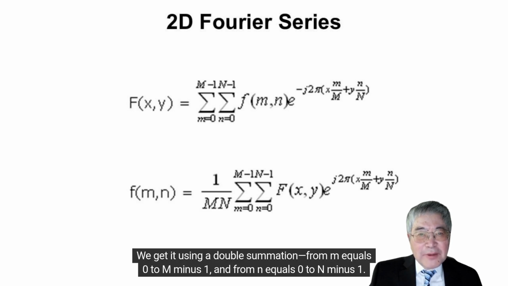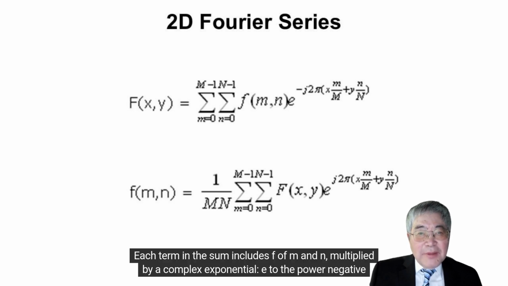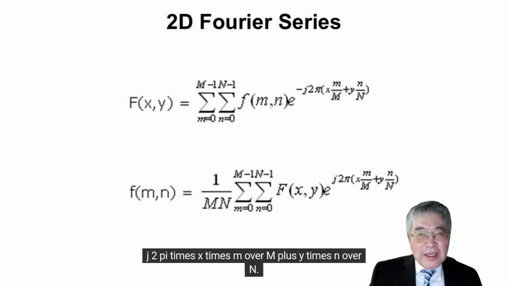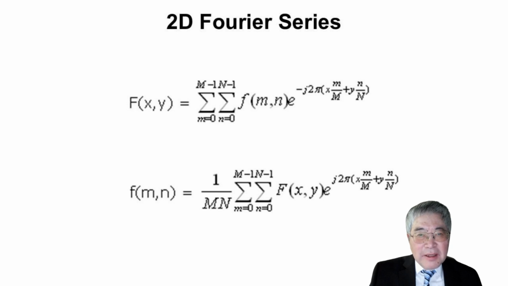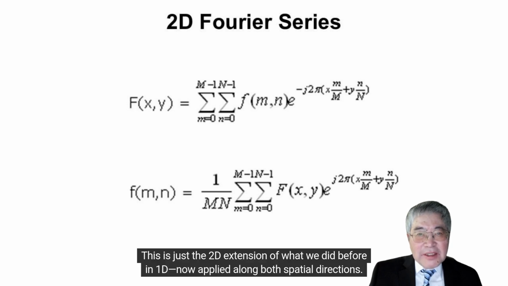We get it using a double summation from m equals 0 to M minus 1 and from n equals 0 to N minus 1. Each term in the sum includes f of m and n multiplied by a complex exponential, e to the power negative j2 pi times x times m over M plus y times n over N. This is just the 2D extension of what we did before in 1D, now applied along both spatial directions.